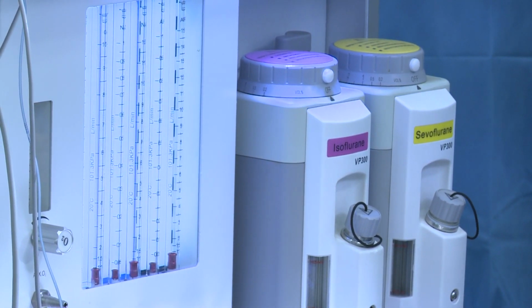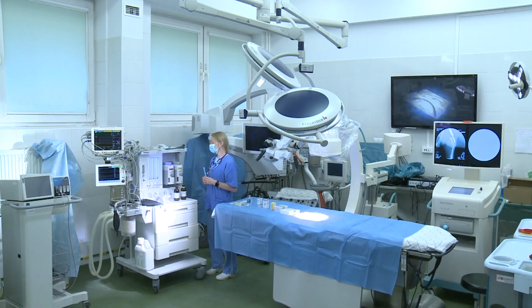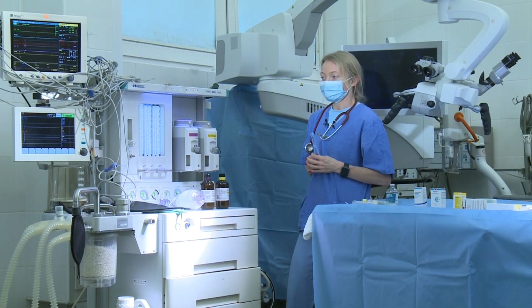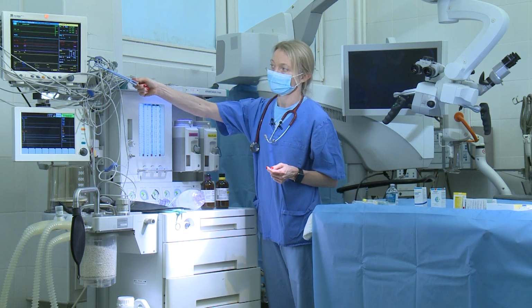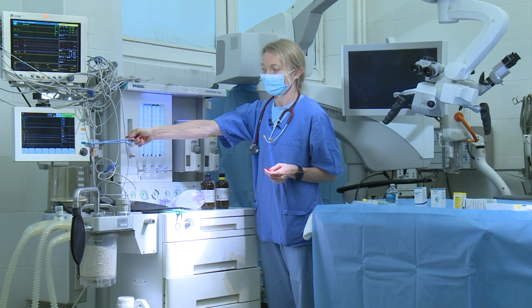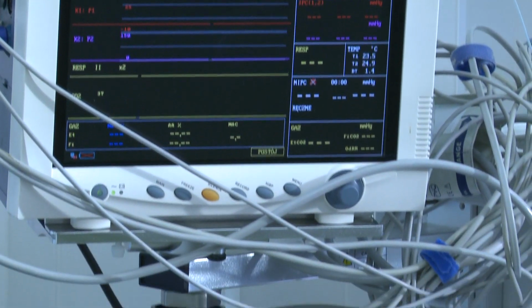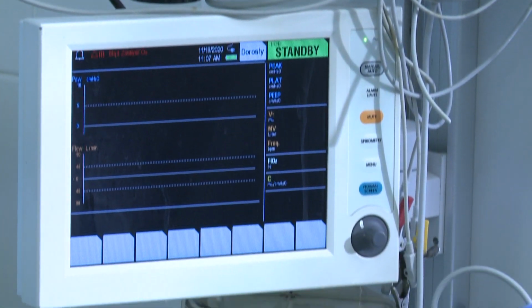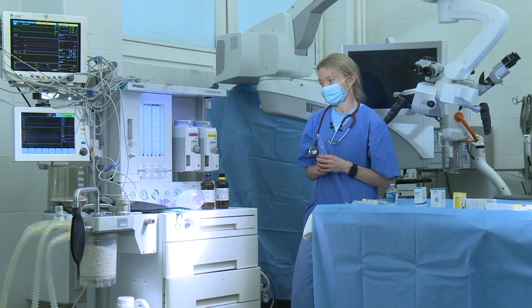A few words about the terms machine and anesthetic column, because in the literature you will meet these two terms. We call it a column, not only a machine, when we have extra monitoring devices and extra ventilator devices. So it's not only a general anesthesia machine anymore, it's styled as an anesthetic column. This is the difference between these two terms.